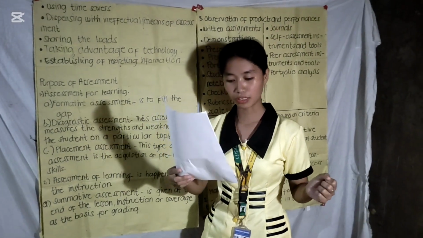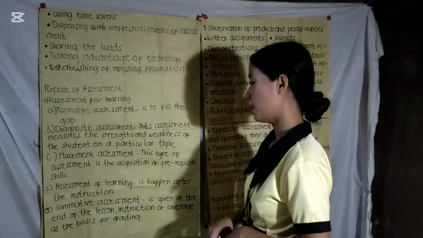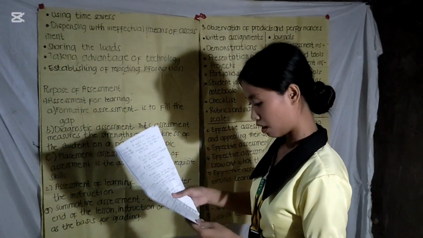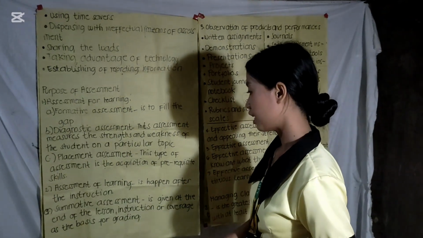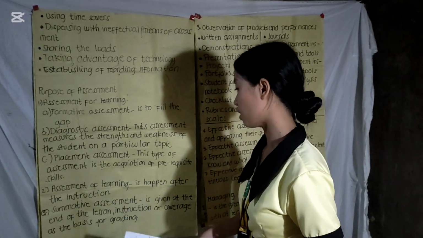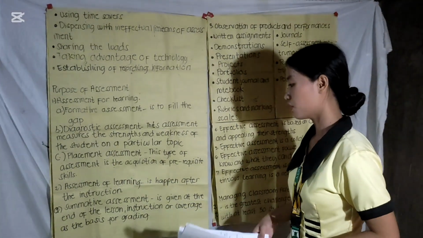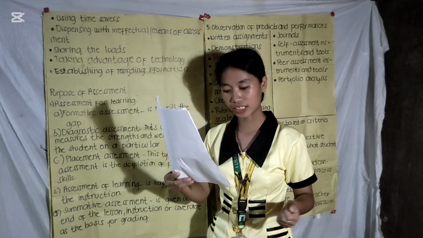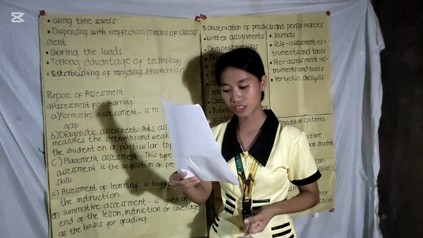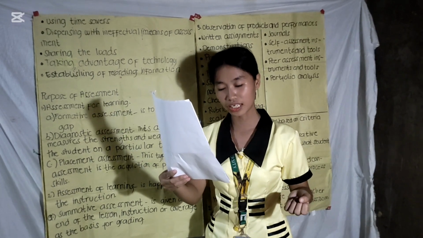For example, the midterm exam. Number 3, summative assessment is given at the end of the lesson, instruction or coverage as the basis for grading. Assessment for learning includes teacher skills, tests, instructions, scoring rubrics, training, and self-assessment.